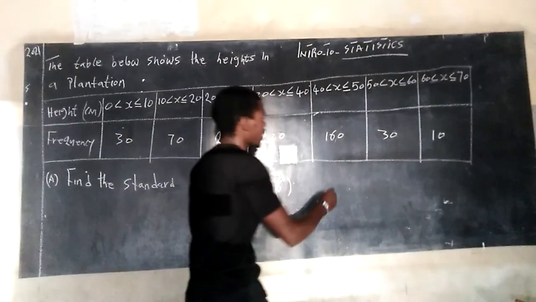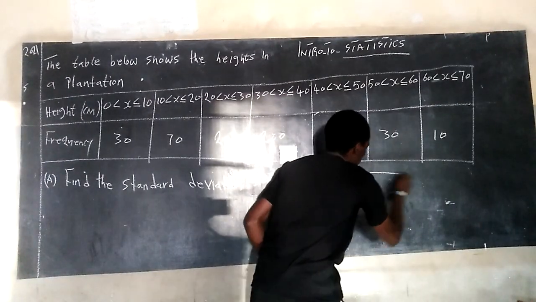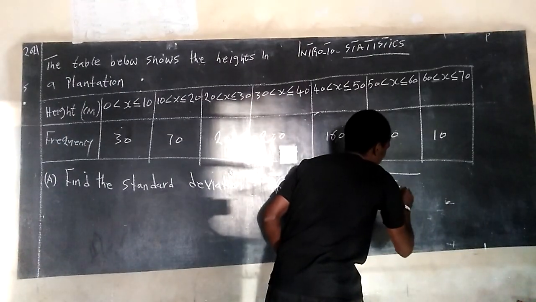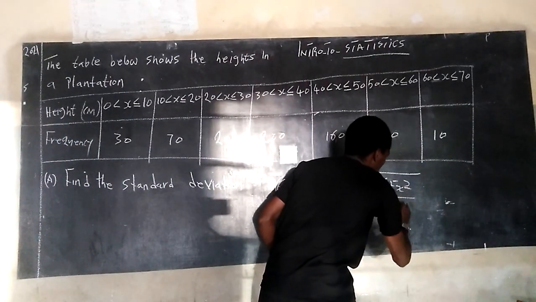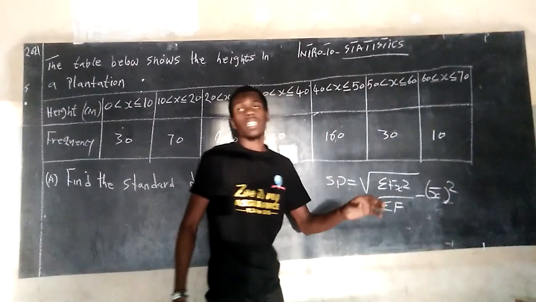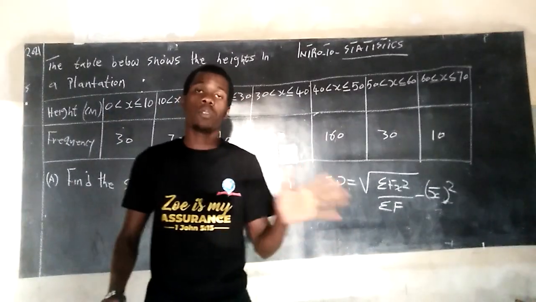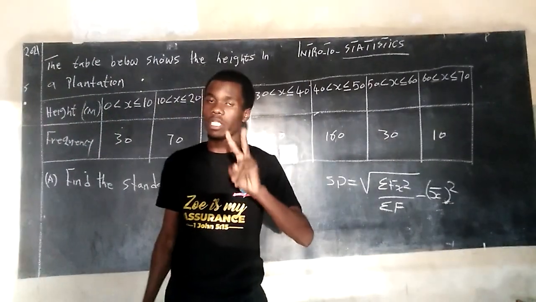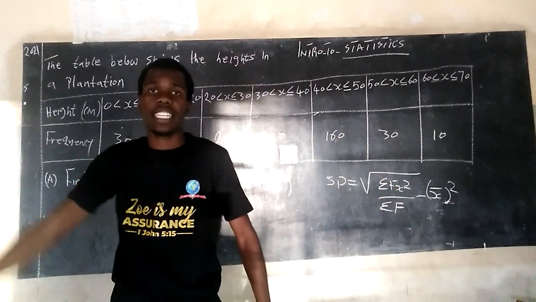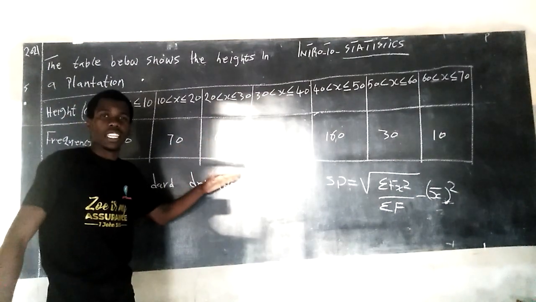The formula for standard deviation is equal to the square root of the summation of f(x minus x-bar) squared over the summation of f. Statistics is of two types: there is what we call grouped data and also ungrouped data. This is grouped data.